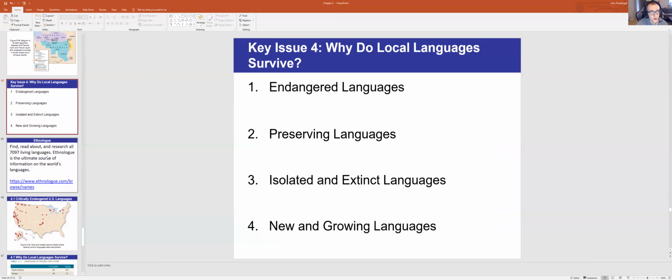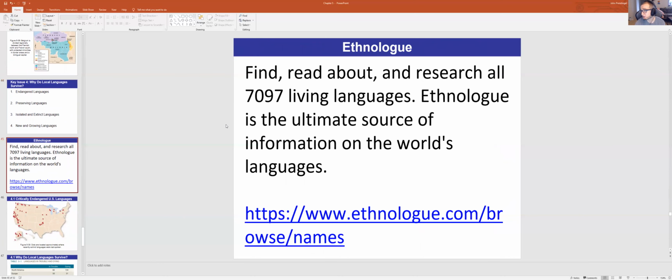It's pretty straightforward, but a really cool resource if you're interested in languages or want to know how many dialects and subdialects exist throughout the world. There's a website called Ethnologue, and they research almost 7,100 living languages, not the ones that are not spoken anymore. It's kind of the ultimate source, right, for the world's languages. So there's a link there if you want to check that out.